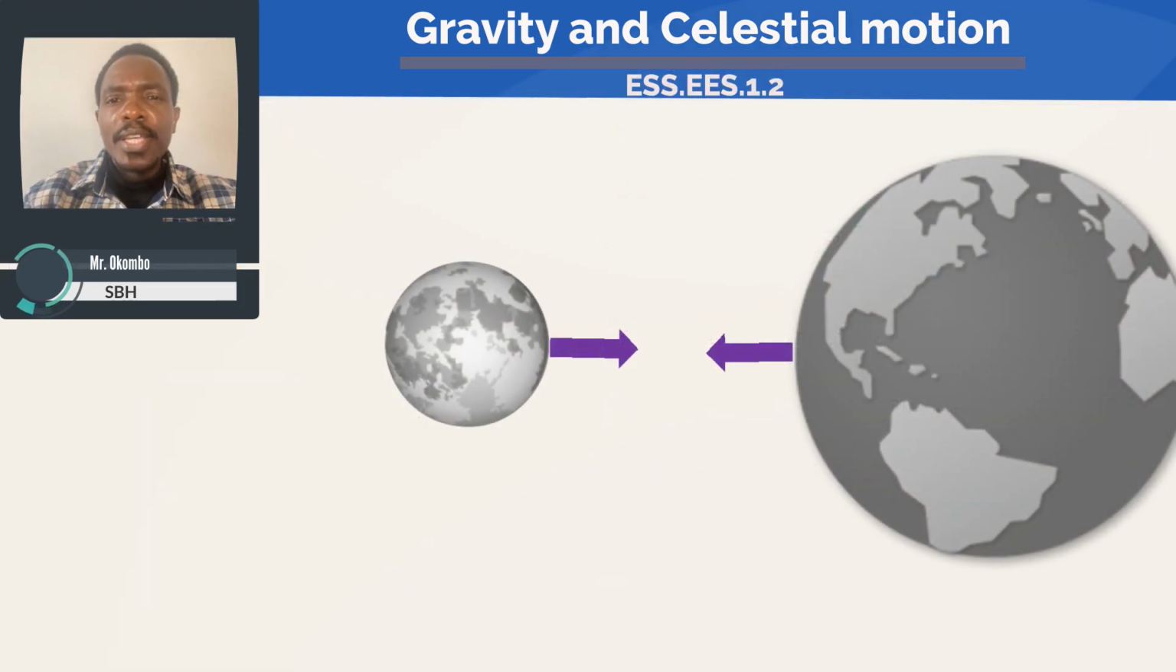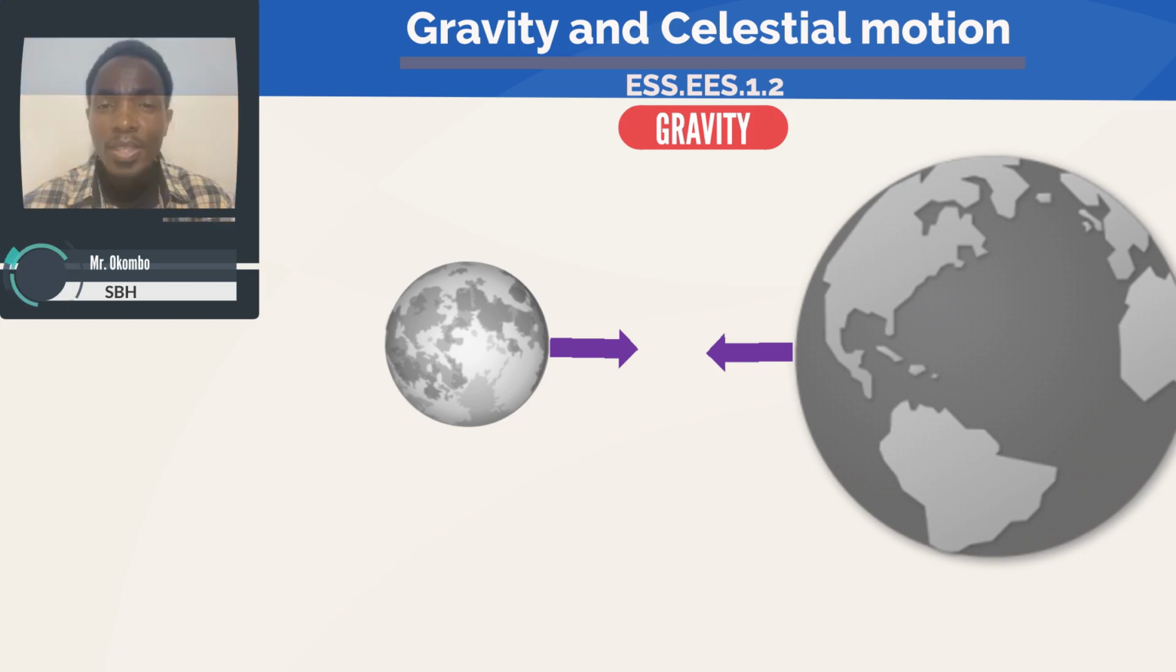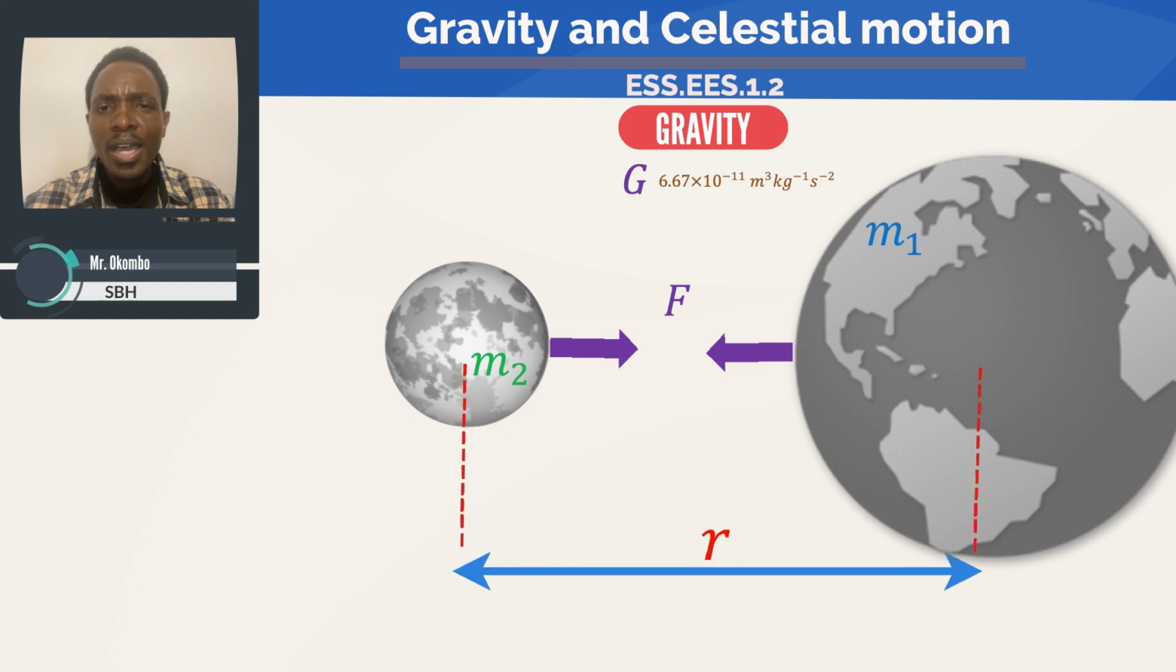Using this formula, we can actually calculate the force of gravity between the Earth and the Moon. In order to do this, we will have to understand how to assign values to the parameters of the formula correctly. F will be representing the force of gravity between the Earth and the Moon, that which we are trying to figure out. G will remain the universal gravitational constant. M1 will stand for the mass of the Earth, M2 the mass of the Moon, and R the distance between the center of the Moon and that of the Earth.